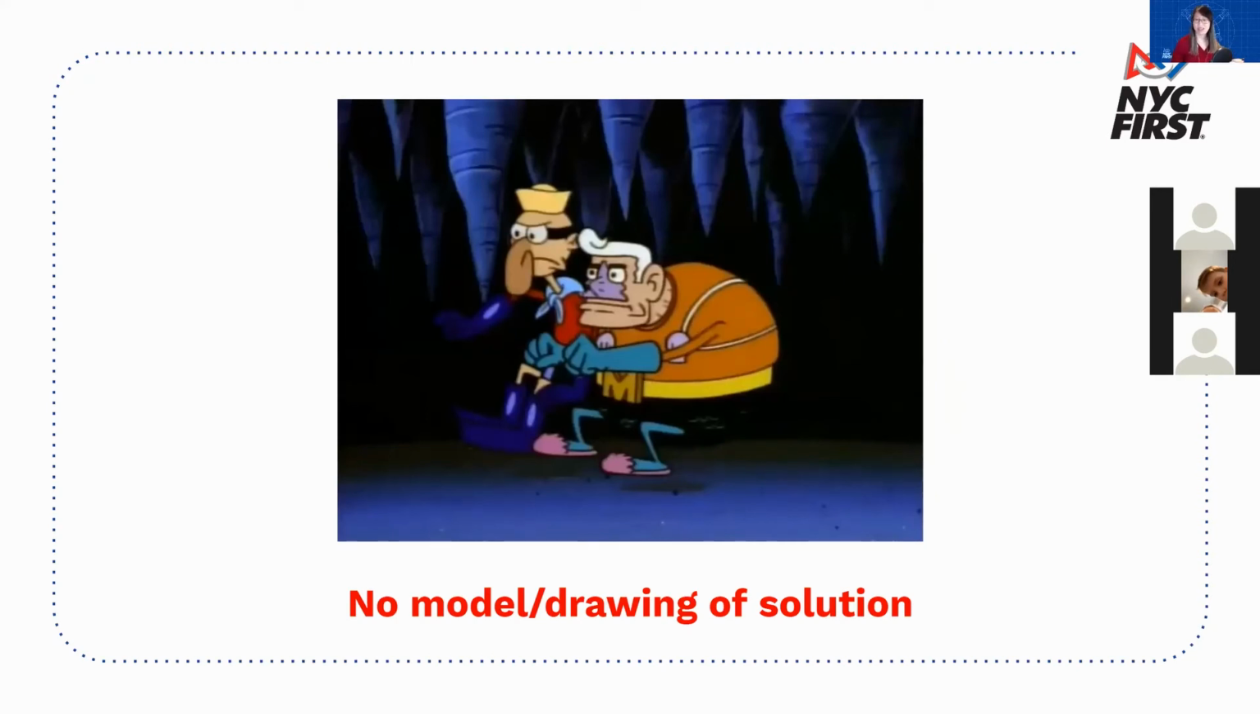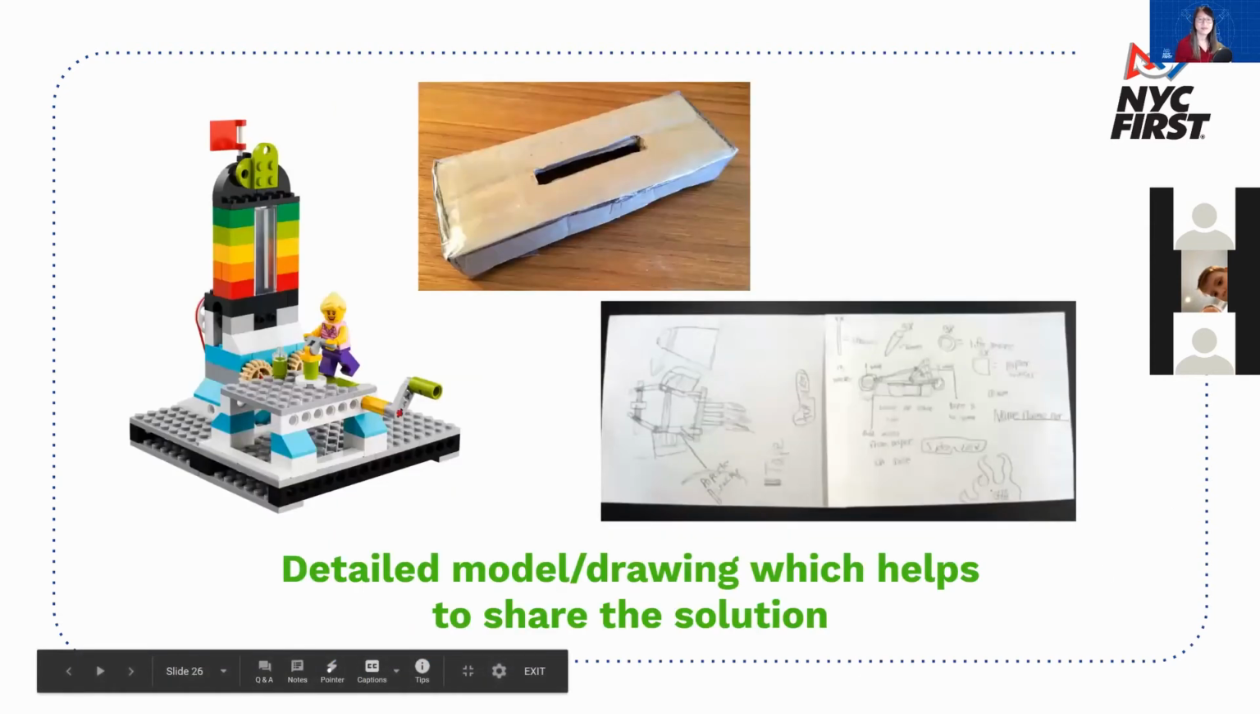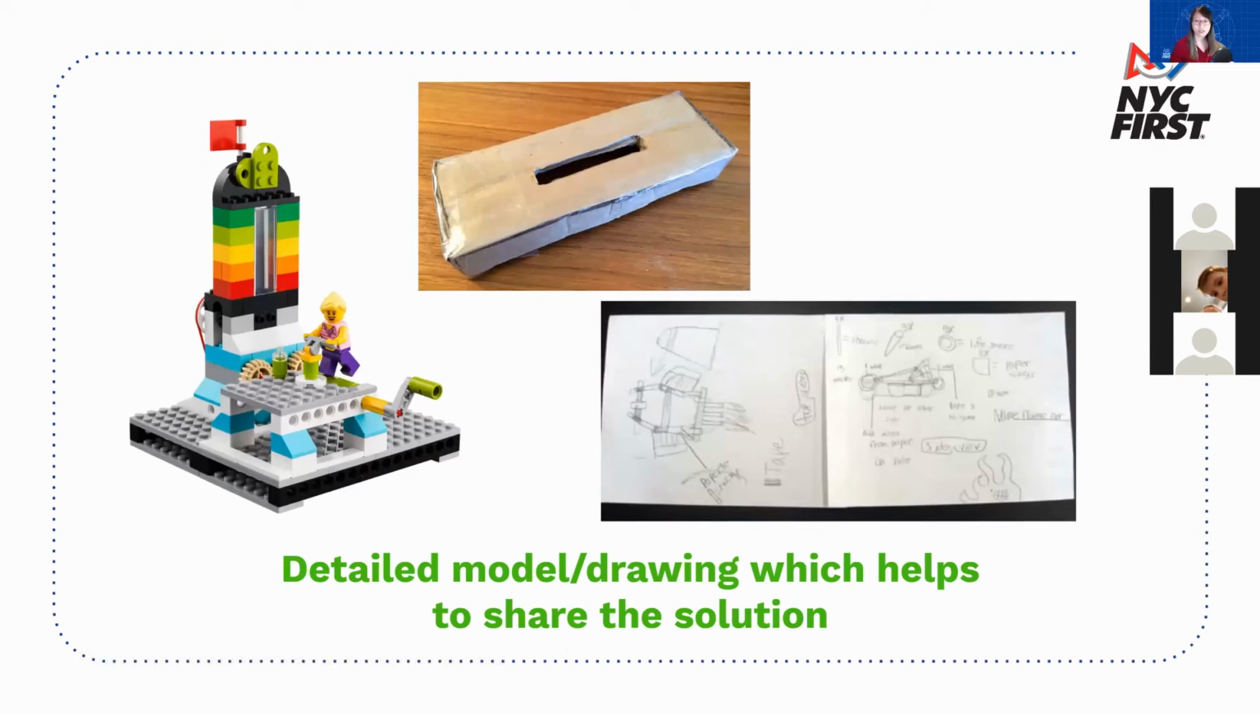Now, you'll also need to create a model or a drawing of your solution. And the reason why we're asking for a model or a drawing is because without it, your solution isn't very clear. It might work, but nobody knows how it works or how to use it. People can't envision it in their heads. With a model, you'll not only be able to help others understand what you're making, but it also helps them share your solution with other people. So whether you're making a model out of Legos, cardboard, or just paper and pencil, the model is what brings your idea to life.